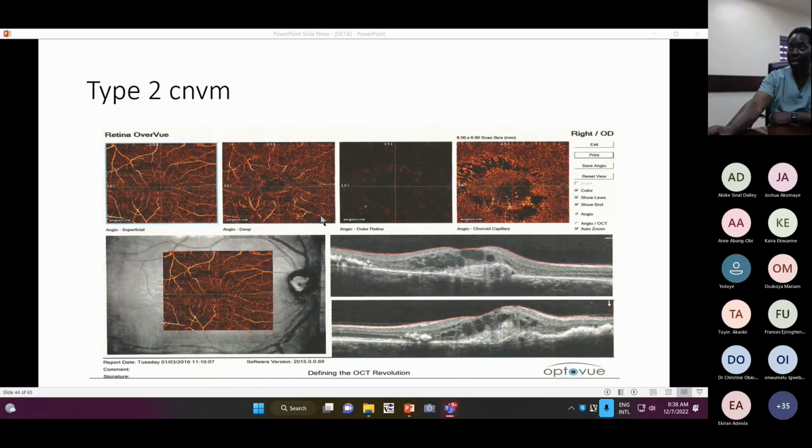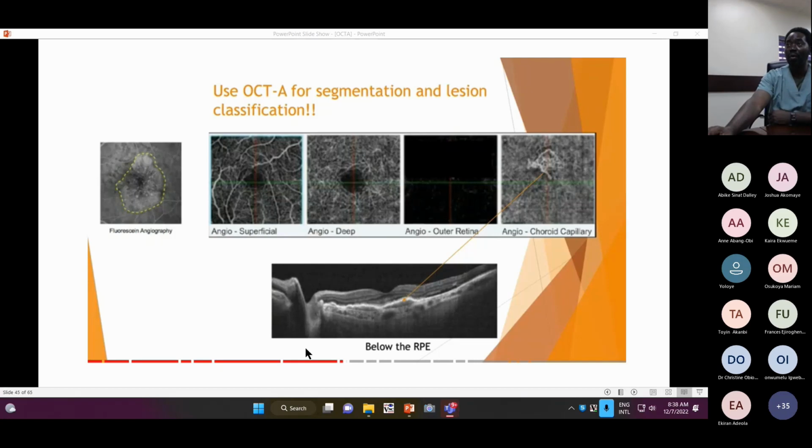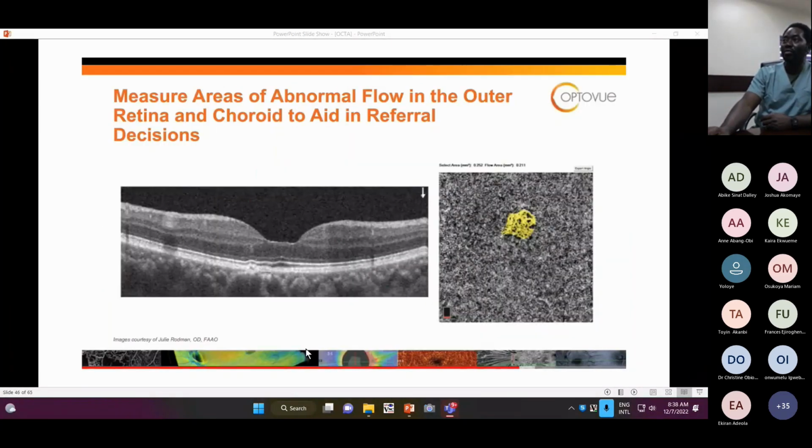And this is a patient of ours with type 2. Of course, you see superficial, deep, clear, but you see the choroidal neovascular membrane here, which has already broken through the RPE. This is when you superimpose an outer or inner retina image of the vascular plexus onto the fundus photograph, and you can see these changes. So you can also do a segmentation and look at different images very differently. You can measure the area of flow.